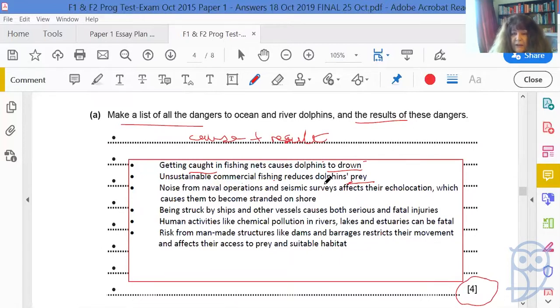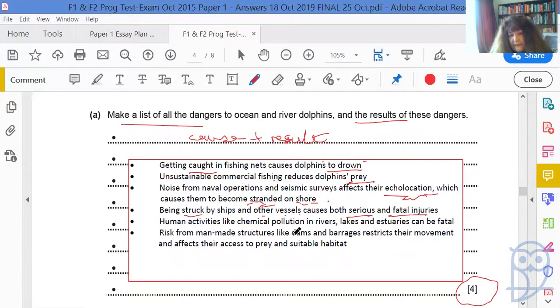Noise from naval operations and seismic surveys or activities affects their echolocation, which is very important to them. And that makes them become stranded on the shore. Okay, and then they're just totally lost. They don't know which way they should be going. Being struck by ships and other vessels, maybe submarines, who knows what, something unexpected that the dolphin's not sure about. It causes serious injuries that they might never recover from, and fatal injuries. Then they're goners.